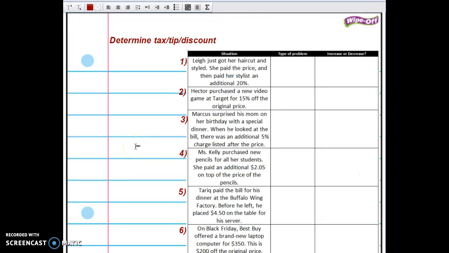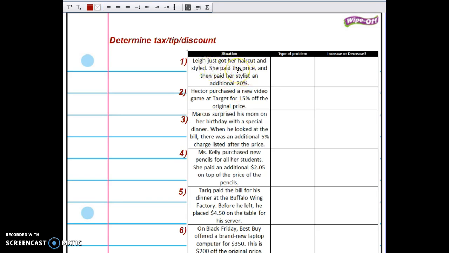Let's look at some scenarios. I'm going to have you determine if it's tax, tip, or discount. To save yourself some time, you don't have to write all these situations out. Just number 1 through 6, and you're going to have to tell if it's a tax, tip, or discount, or an increase or decrease.